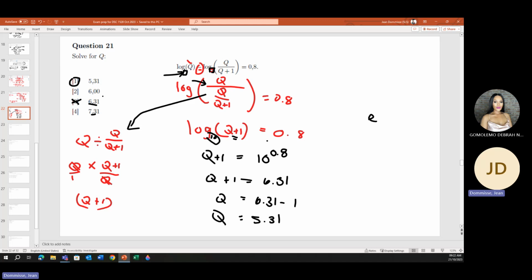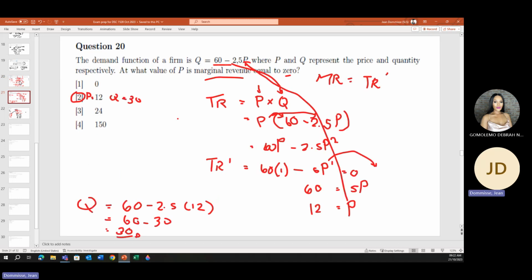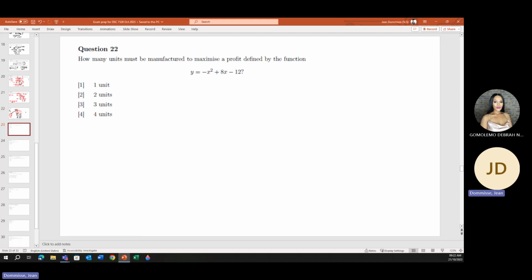Okay, so that now was a log one. You can see that for these 3 questions today, it was really going from one topic to another. So there's no real pattern in your answers or your questions. And then suddenly you go back to: how many units must be manufactured to maximize a profit defined by the following function.